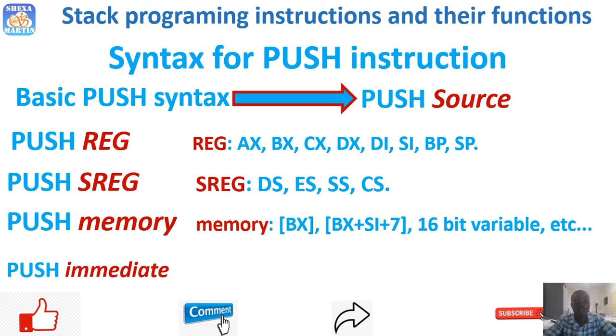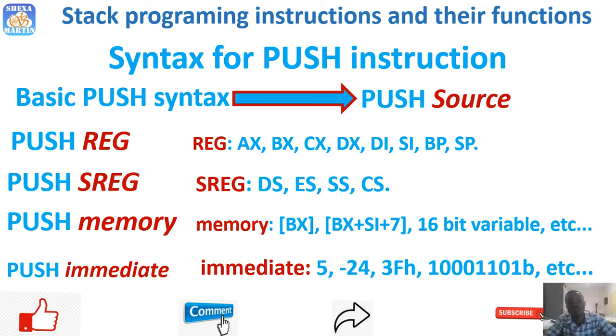Like I said, if you want to push an immediate value, you must know that the processor you are using is version 8086 or later. And these are examples of immediate values. You may push 5, you may push minus 24, 3F, and a binary value. I gave you these examples so that you know that we can push positive and negative decimal values, positive and negative hexadecimal values, and positive and negative binary values.